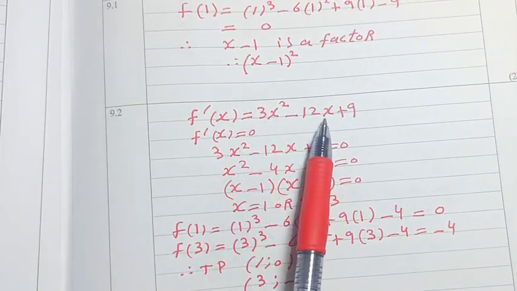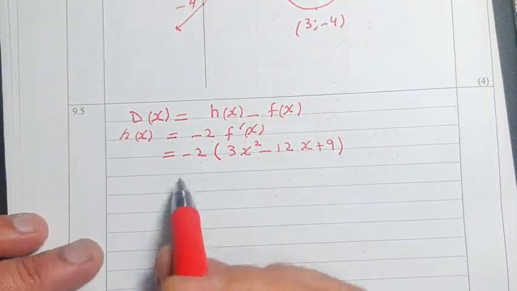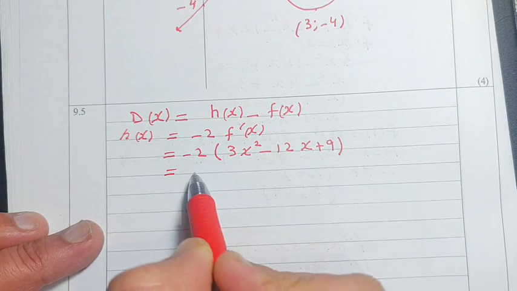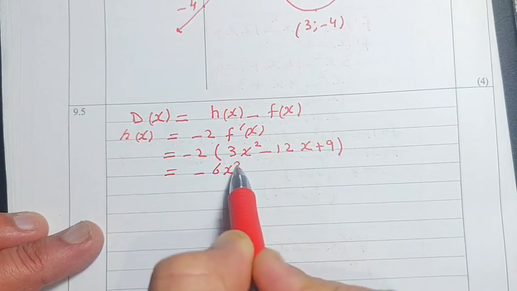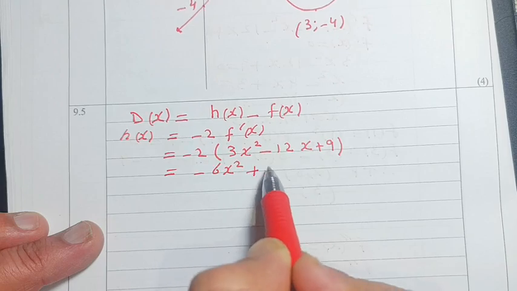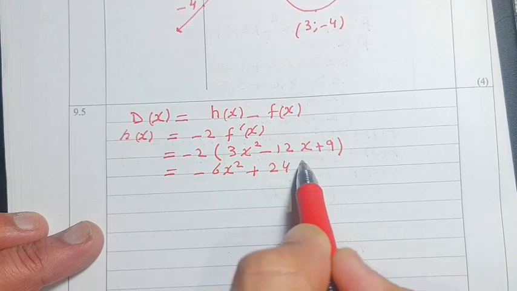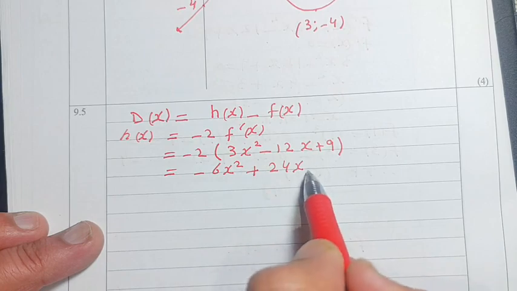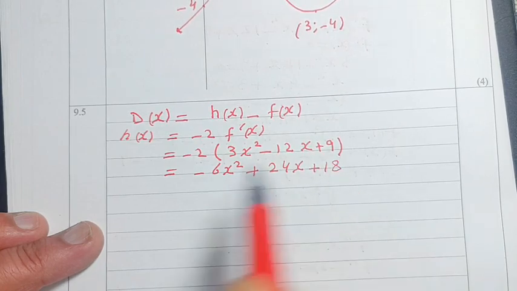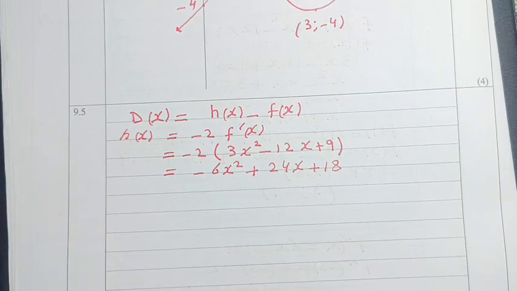This is our first derivative. So now multiply inside, it becomes -6x squared. Negative becomes positive 24x and negative positive 18. So this is the equation we have for h of x.